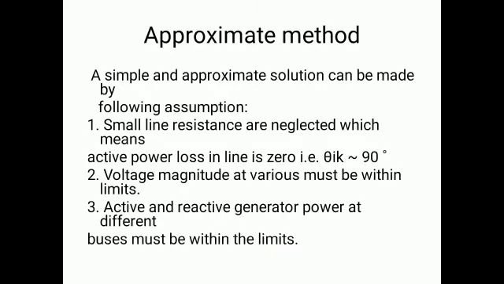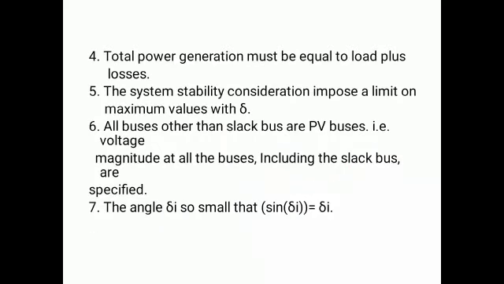Next, approximate methods. A simple and approximate solution can be made with the following assumptions. Line resistances are small and neglected, which means the active power loss in the line is 0. Voltage magnitudes at the various buses must be within the limits. Active and reactive power generated at different buses must be within the limits. The total power generation must be equal to the load plus losses. System stability considerations will impose a limit on the maximum value of delta. All buses other than the slack bus are PV buses, that is voltage controlled buses. The magnitudes of all bus voltages including the slack bus are specified. The angle delta is small so that sin delta_i equals delta_i.